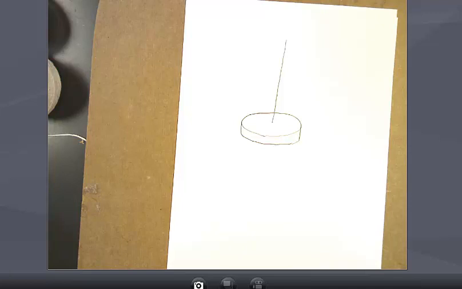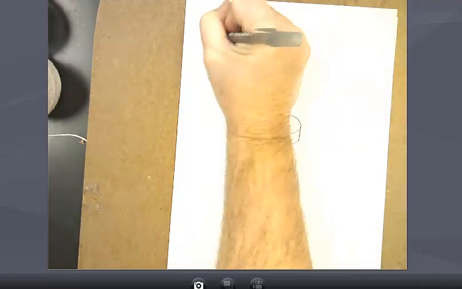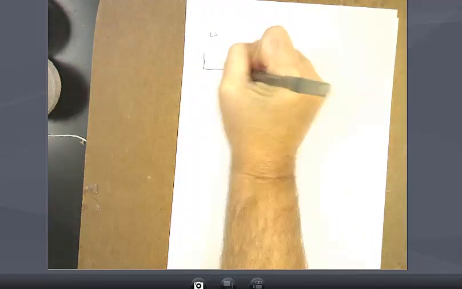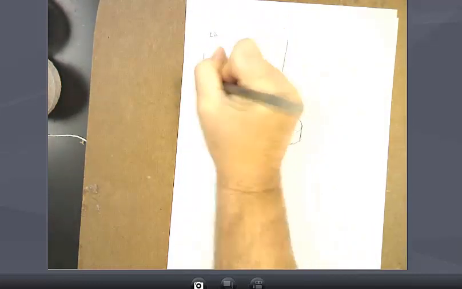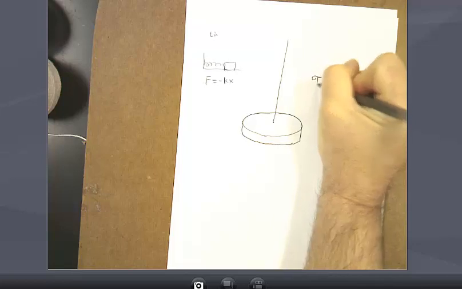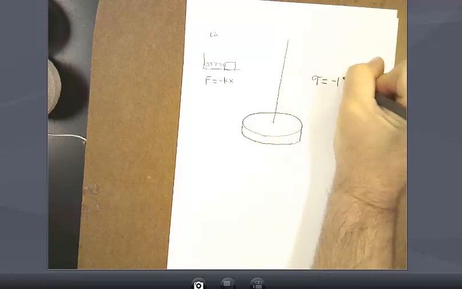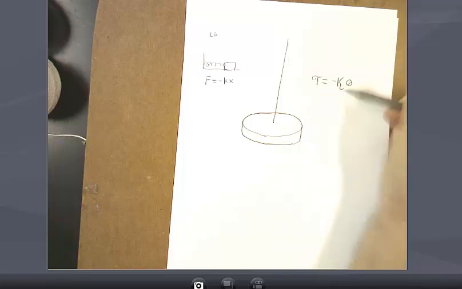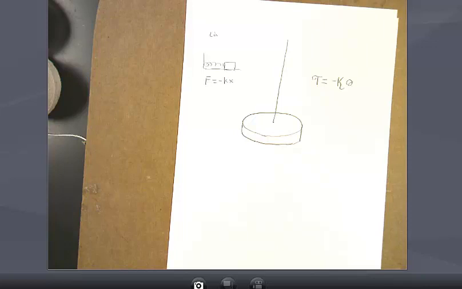So again, in the linear world, when we have like simple harmonic oscillation of a block going back and forth, we say F equals negative kx. In this world, we're going to say the restoring torque is negative kappa theta. Okay, so kappa is kind of the torsional constant for that wire. It takes a certain amount of torque to turn it a certain number of radians.